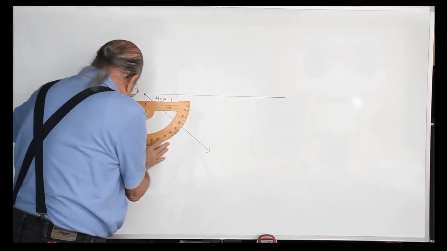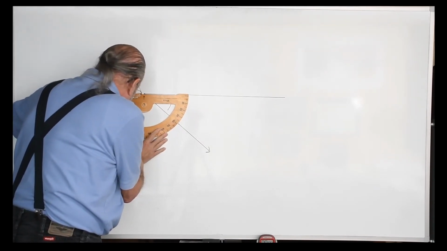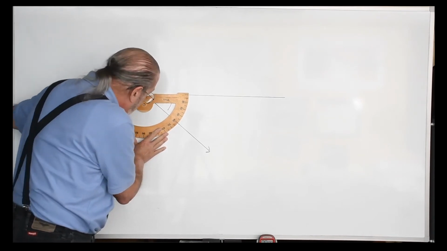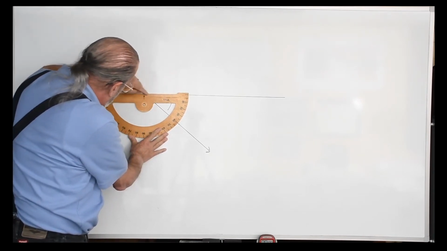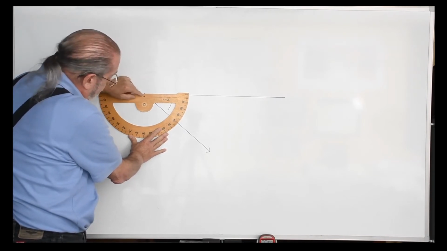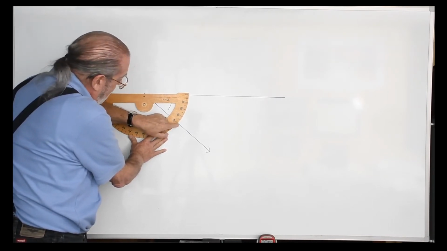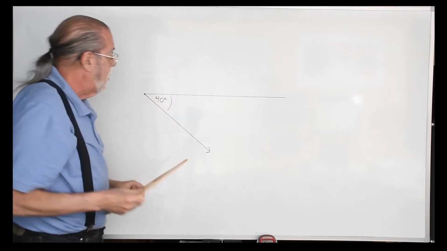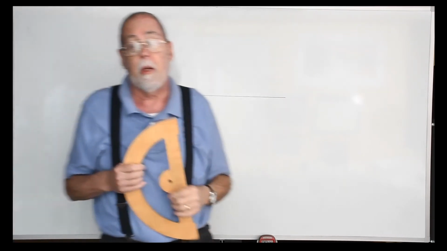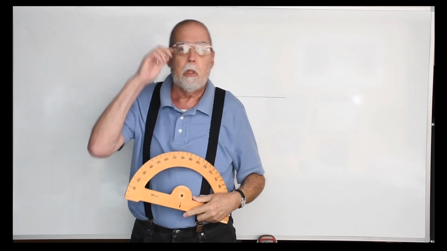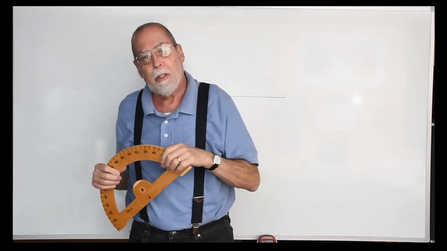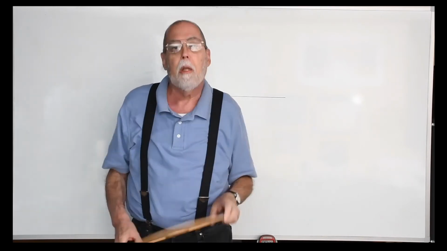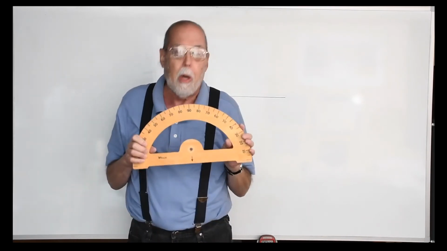We put this on here, line up the vertices, make sure the baseline, so we line up the baseline here, line up the vertices, and as long as our line lines up with the 40 mark, in this case, we have drawn the angle correctly. So to check your work after using the protractor to draw the angle, you measure the angle and make sure that it is what you want.